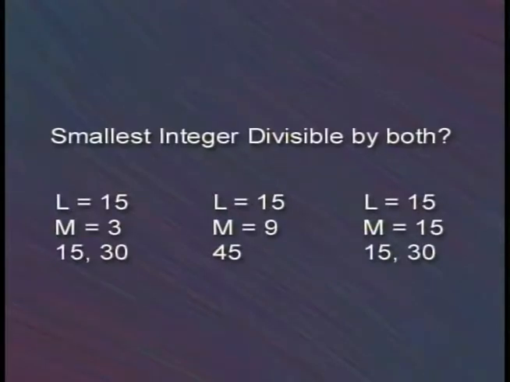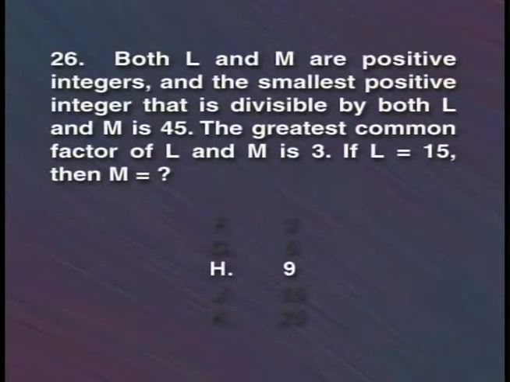Let's try the last option. Is 45 the smallest integer divisible by 15 and 15? This doesn't work. Both 15 and 30 are divisible by 15 and smaller than 45. By a process of working our way through the problem, we have determined that the correct answer is H.